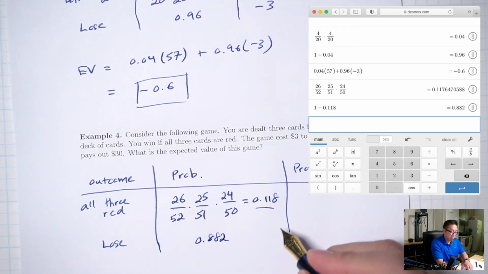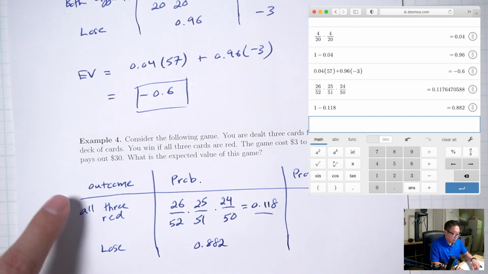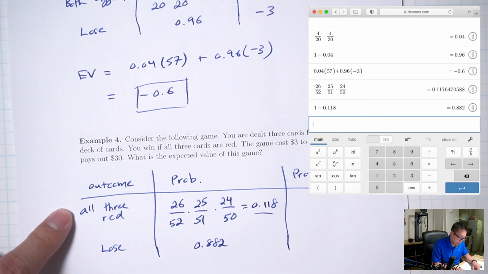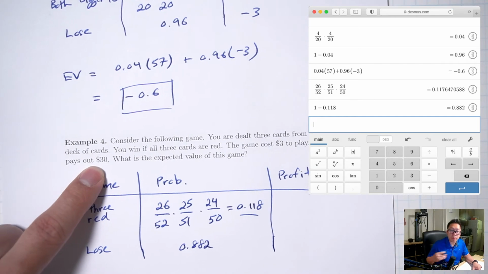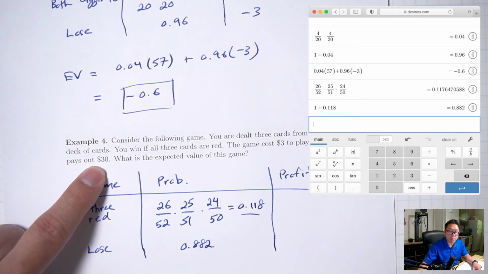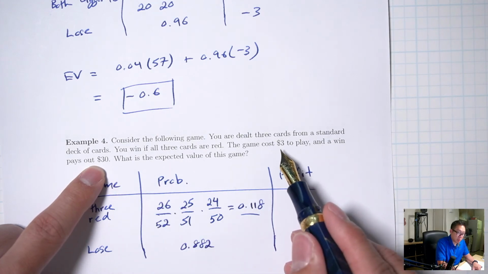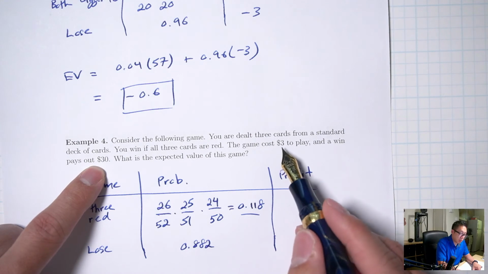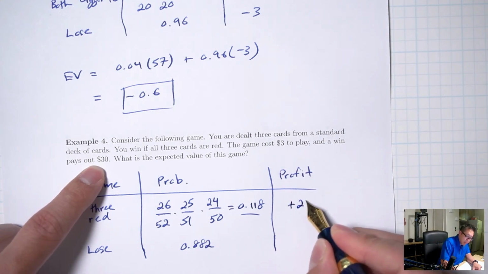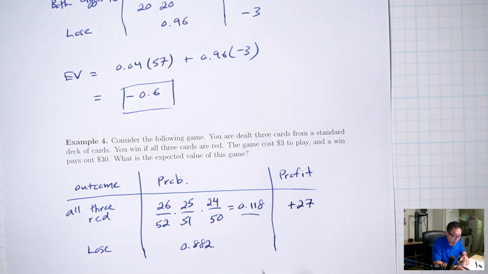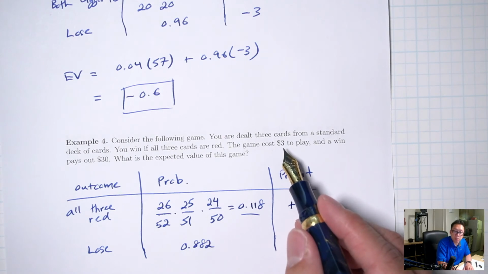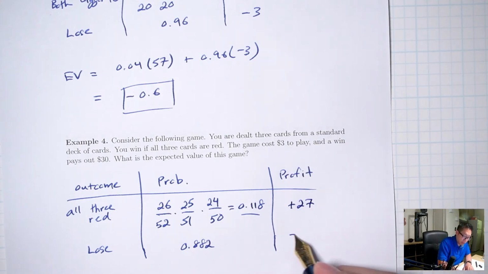All right, profit. If you do get 3 red, you win $30. But then you also paid, what did we pay? We paid $3 to play. So you have to subtract off the $3 that you paid to play. So 30 minus 3, you're at 27, so plus 27. If you lose, you get nothing, and you just lost the $3 that you paid to play. So you're down 3, negative 3.